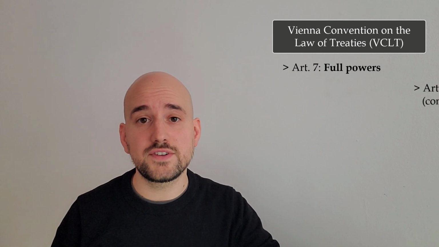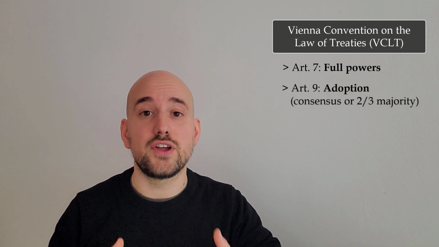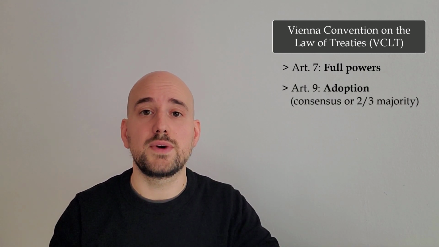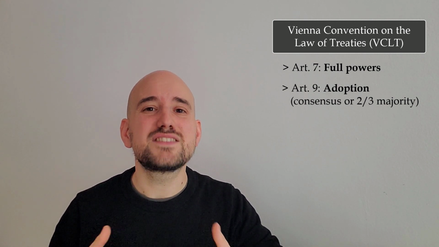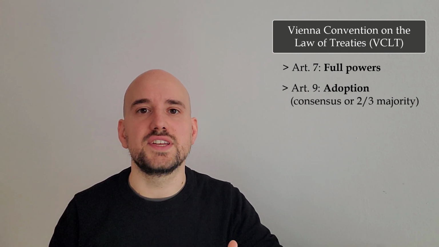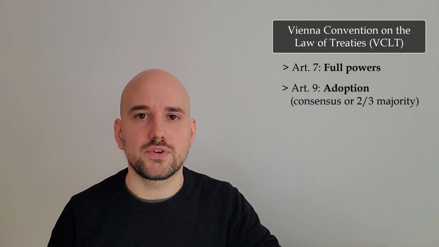According to Article 9 of the VCLT, states may adopt the treaty either by consensus or by 2/3 majority, but it's really up to the states to decide what is the case here. Usually they opt for consensus.